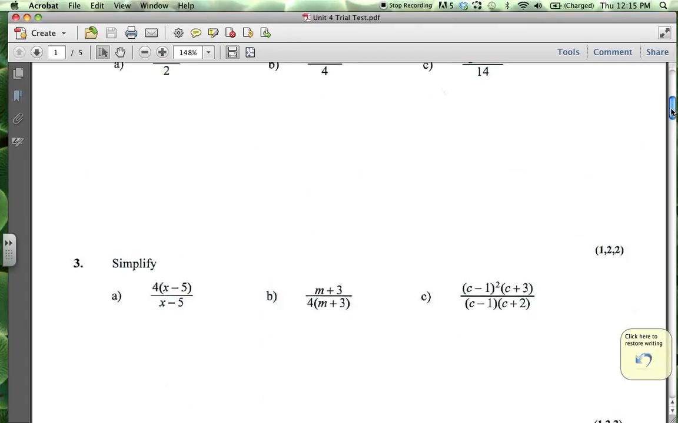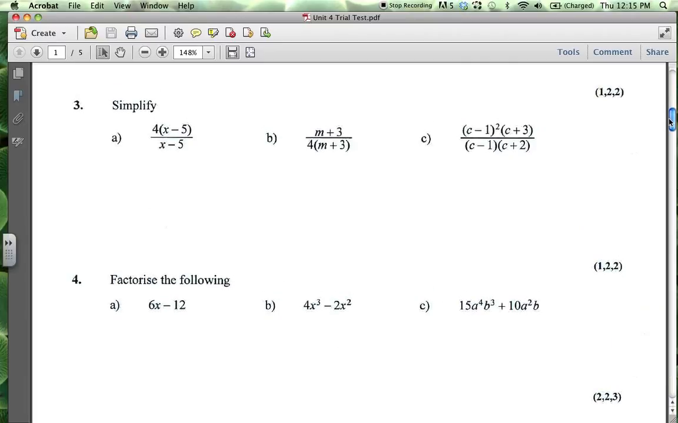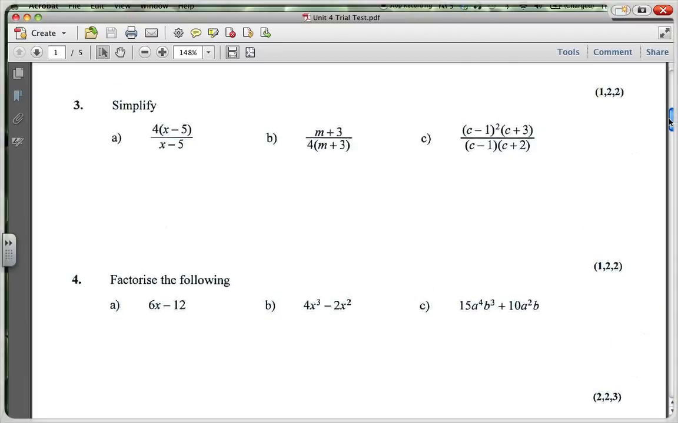So going down to question 3 and question 4. So we simplify here. Because this is 4 times that, we can just cancel it out and we're left with 4. Here again, we can cancel m plus 3 and m plus 3, but remember we're left with a 1 over 4 here. And here we've got a c minus 1 squared c plus 3.